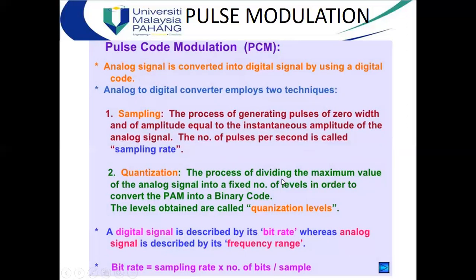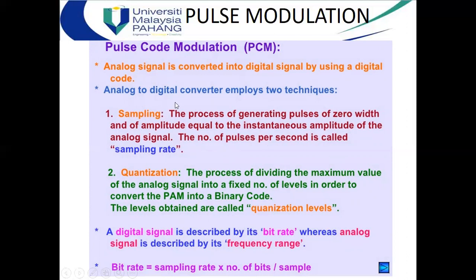And then quantization is the process of dividing the maximum values of the analog signal into a fixed number of levels. Because it's continuous, there are infinitely many levels, but we can convert them into a finite number of levels, which we can handle easily. Then convert towards binary code. The levels are known as quantization levels, and these values can be converted in terms of binary bits. So all three together are PCM, pulse code modulation.